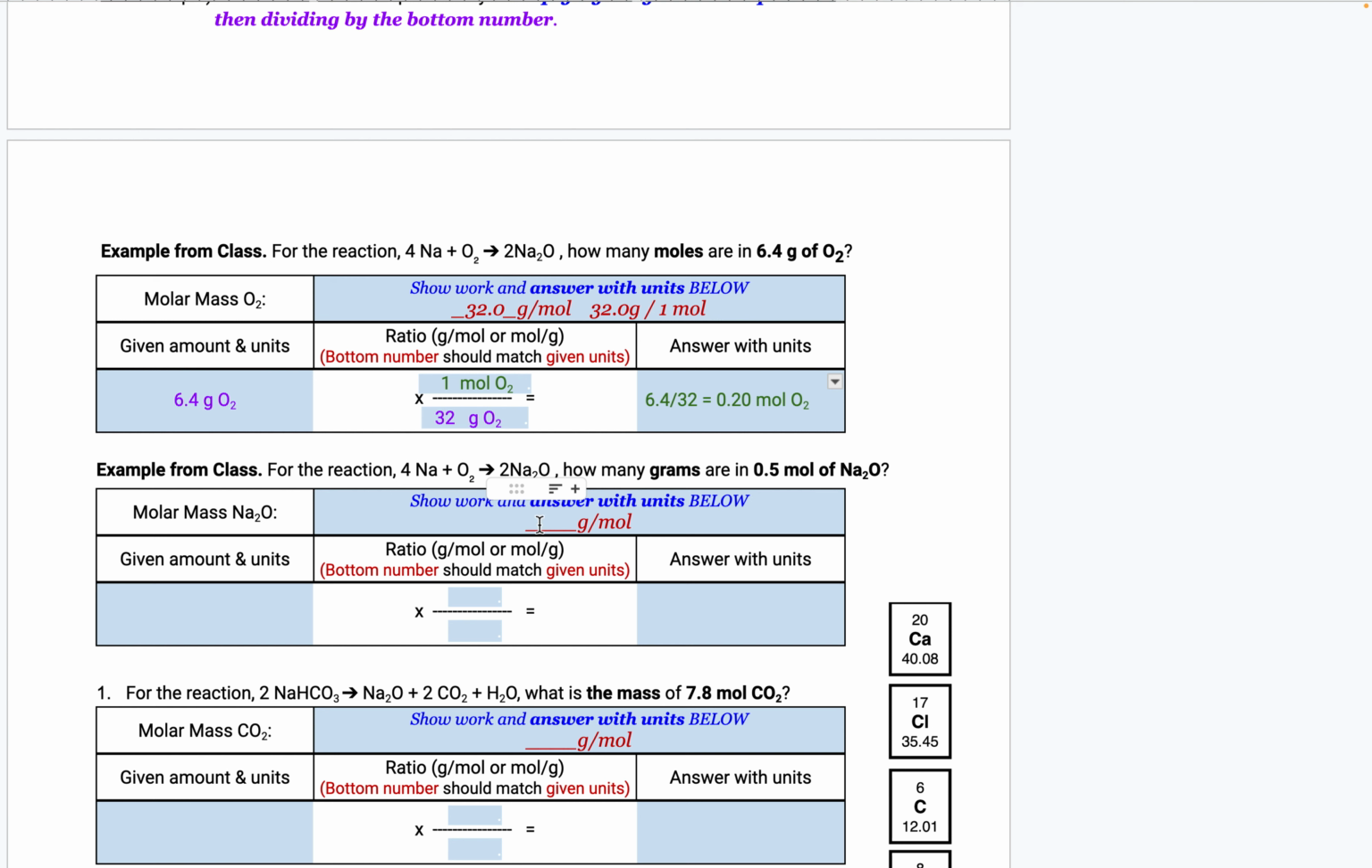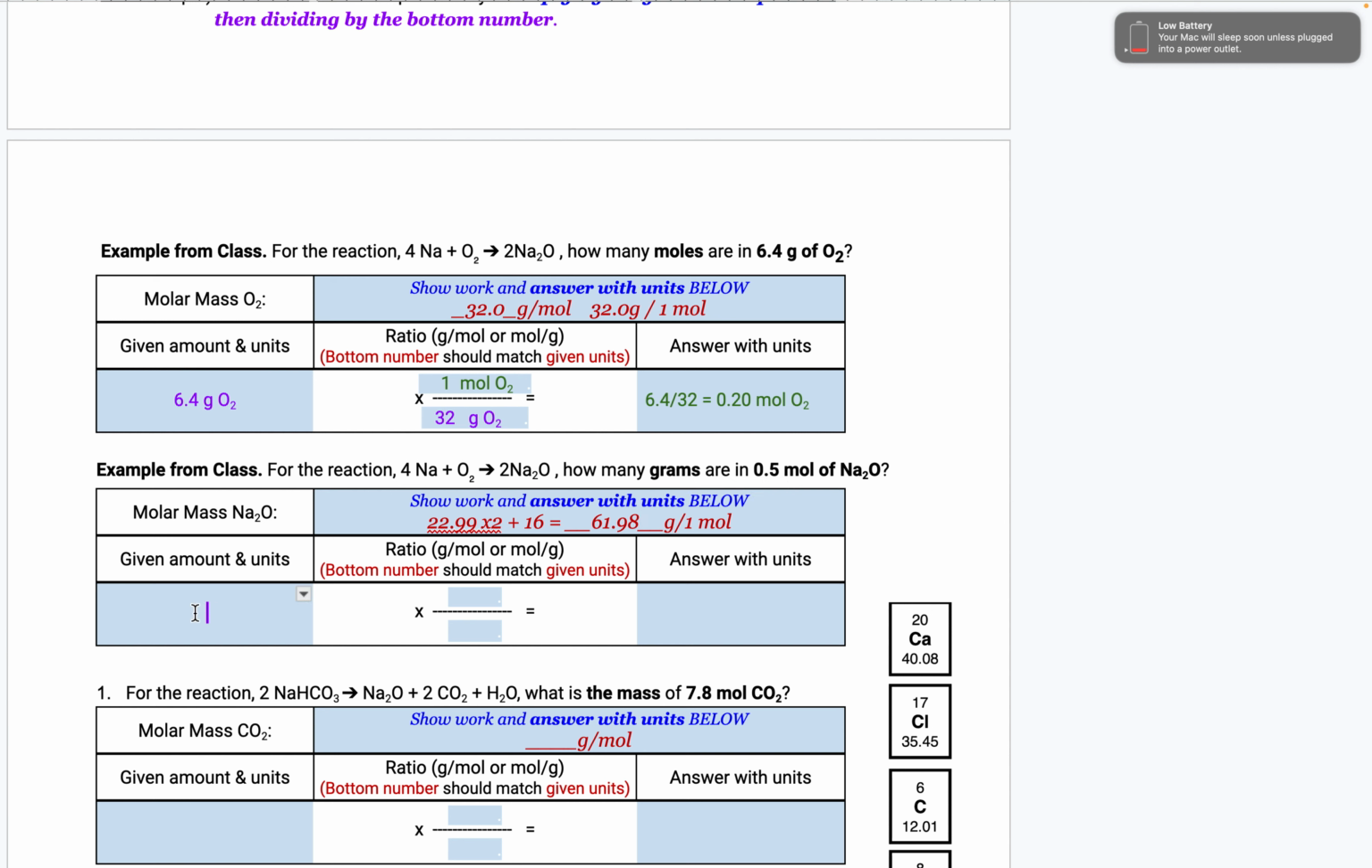All right, let's put these together. These are 22.99. We have 2 of them, and we're going to add 16 to that, and that will equal, and again, it's 1 mole. We only have 1 mole here. Okay. Hey Siri, what's 22.99 times 2 plus 16? 22.99 times 2 plus 16 is 61.98. Okay, and we're going to use that.